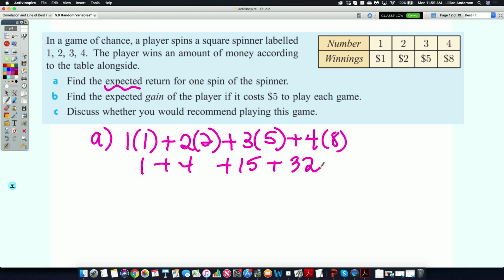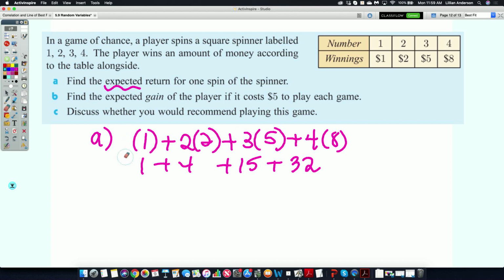Messed up. My bad. I didn't catch it. Expected value means what? You've got to multiply it by their probability. That was my mistake. You multiply their winnings by their respective probabilities.